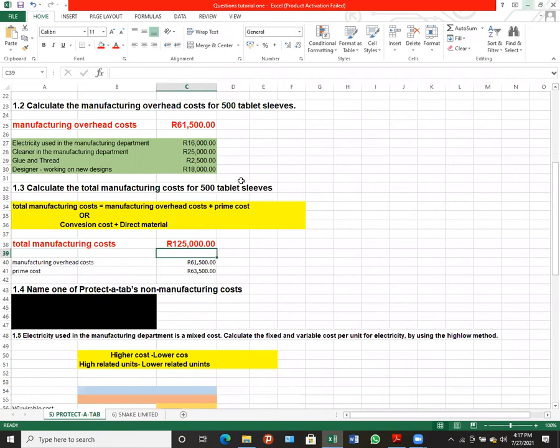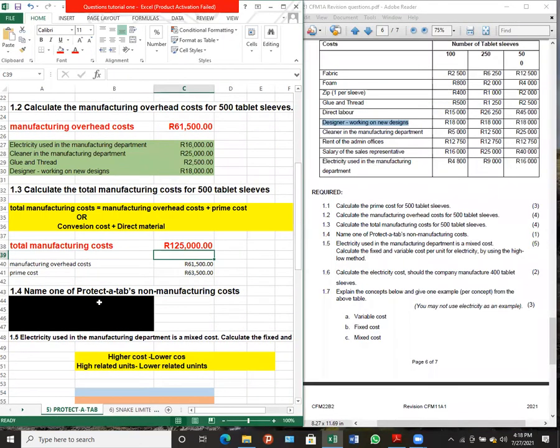Name one of the non-manufacturing costs, guys. Rent of the admin offices. Correct. And then what? Name them all. Salary of the sales representative. Correct. Thank you, guys. You are correct.